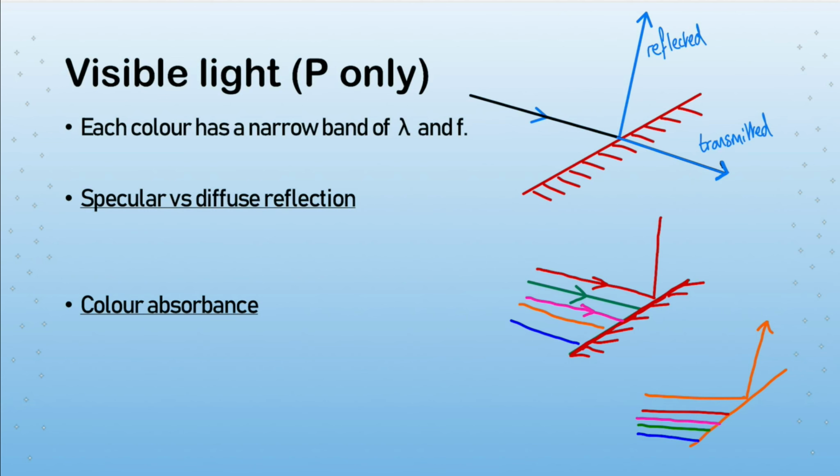Now, all of these visible light waves and all of electromagnetic waves can be reflected in two different types of ways. One is specular and the other is diffuse, and it depends on the surface itself. So if you have a specular surface, it tends to be completely flat. And that means that basically any light that hits it is going to bounce off in the same direction in a perfect form.